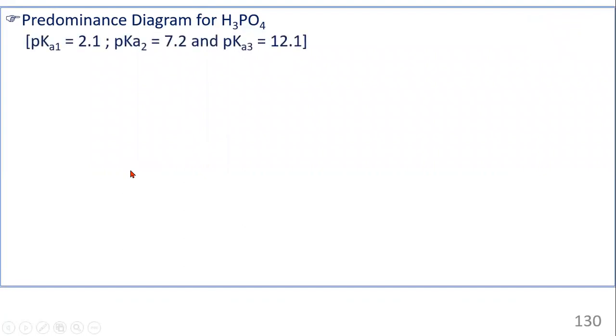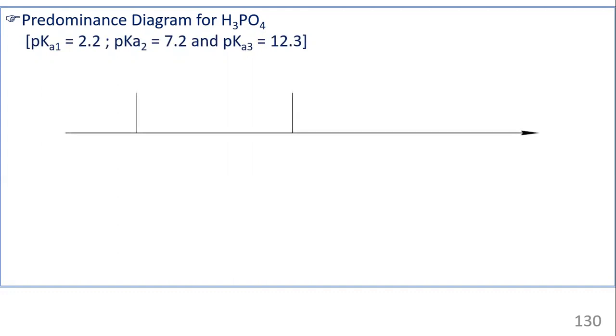Again, that's at 2.1. I'm not sure. And this is 12.1. And let me pause this. Okay, so indeed, there's a little bit of a difference in pKa values between number 10 and 11. That's not the nicest thing to do, but use the pKa values that are given.